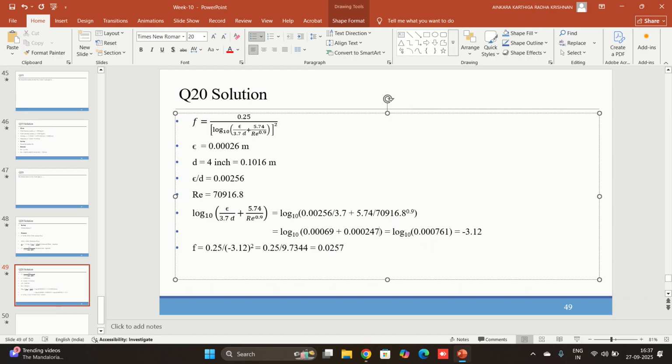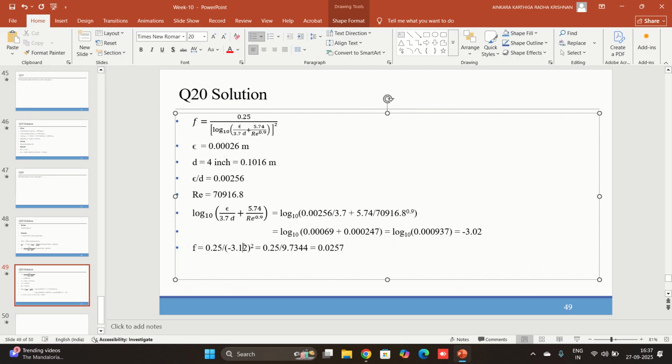0.00069 plus 0.000247. It is 9.37 into 10 power minus 4, that is 0.000937. Minus 3.02. Like here it is minus 3.02.